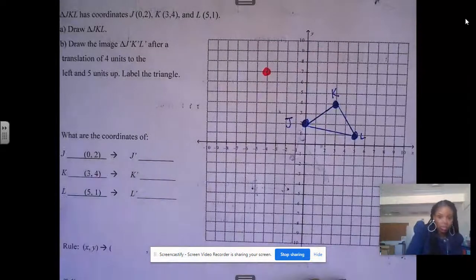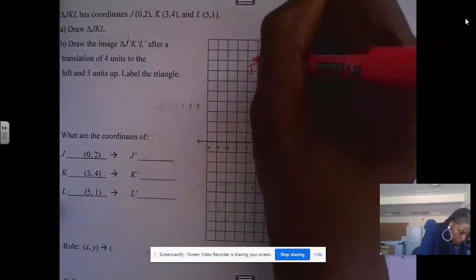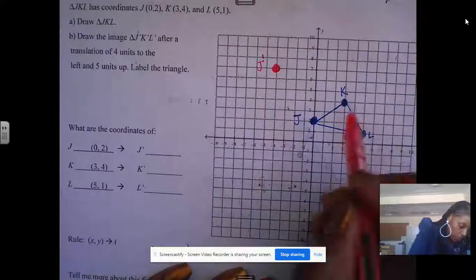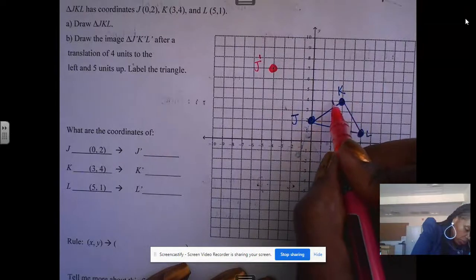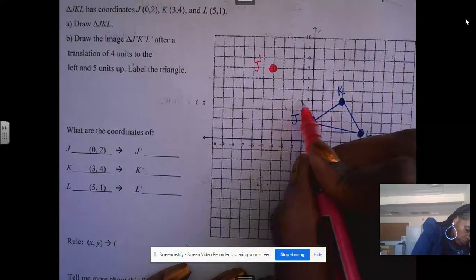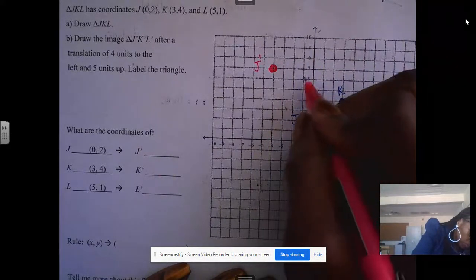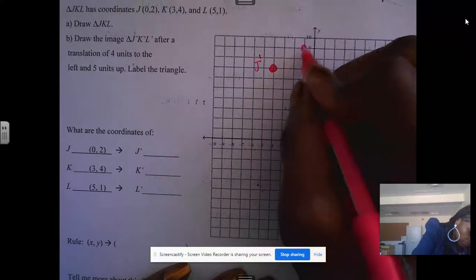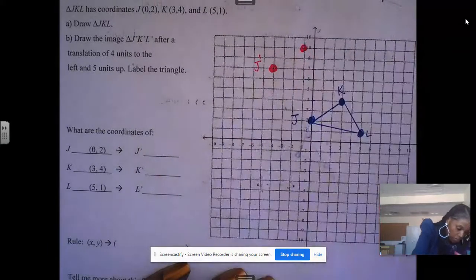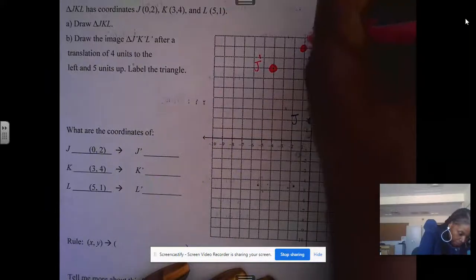Okay, and that should give me my J prime. Do my K. 4 units to the left. 1, 2, 3, 4, 5 up. 1, 2, 3, 4, 5. And that should give me my K prime.